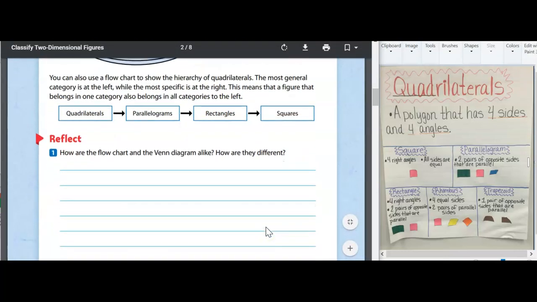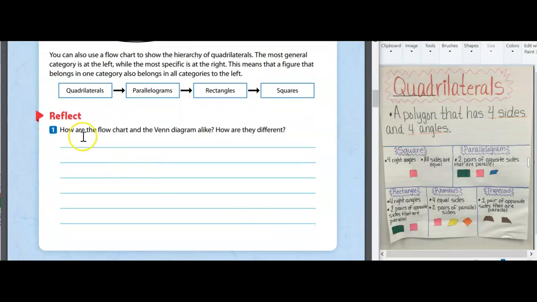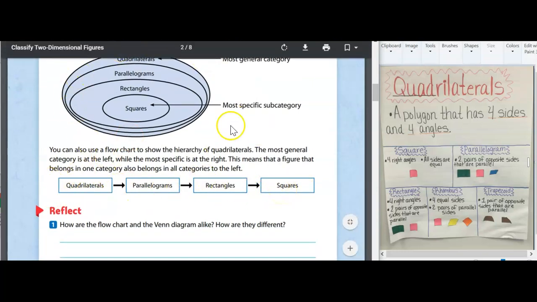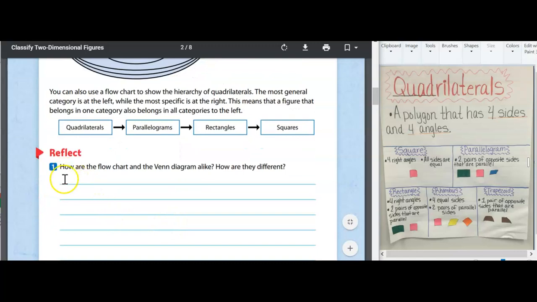So at this time, we're going to reflect. How are the flow chart, which is right here, and the Venn diagram, which is right here, alike? And how are they different? So pause the video, and you're going to write your reflection in complete sentences in this space below. Pause the video and do so now.